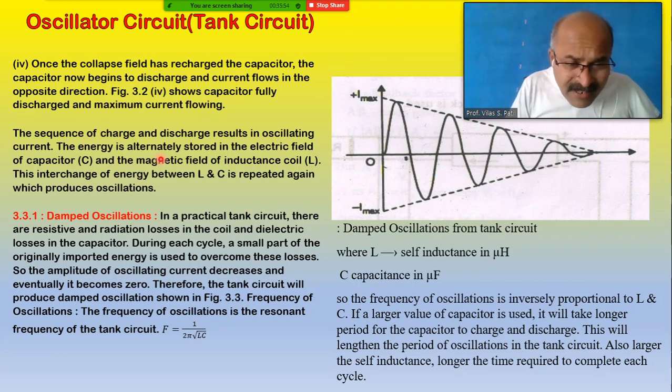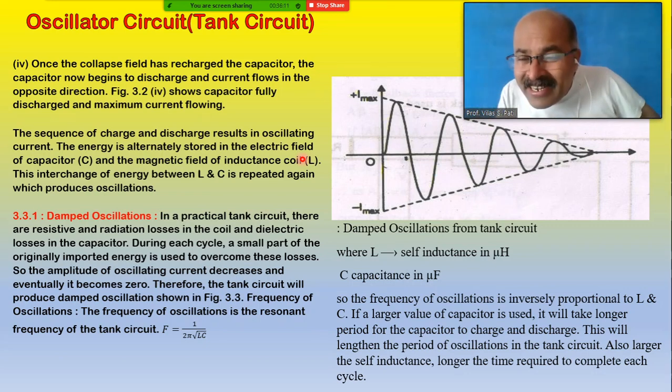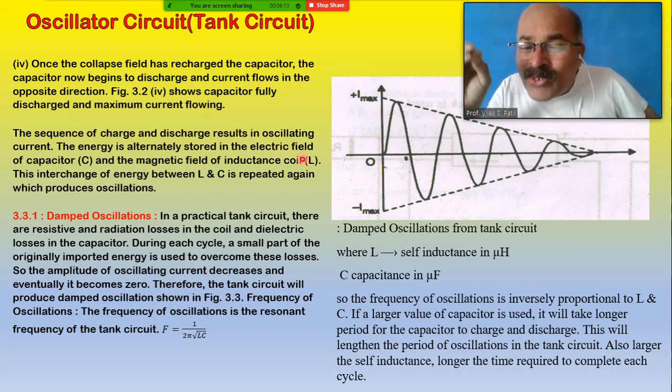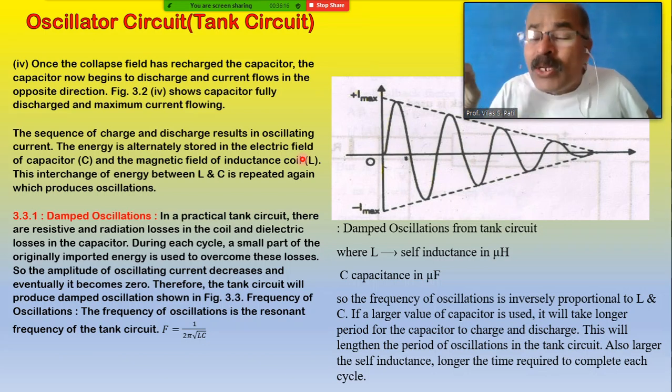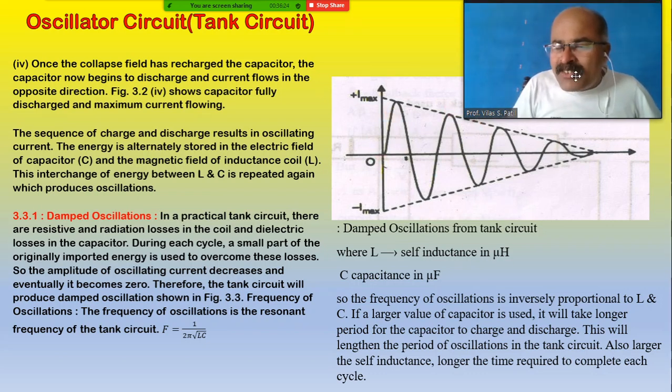The energy is alternately stored in the electric field of the capacitor and the magnetic field of the inductance. Between the capacitor and inductance, interchange of energy will occur, and that will be known as an oscillatory circuit, or an oscillatory movement, or an oscillatory wave, and that wave is shown here. This is the oscillatory wave in which the amplitude decreases with respect to time.